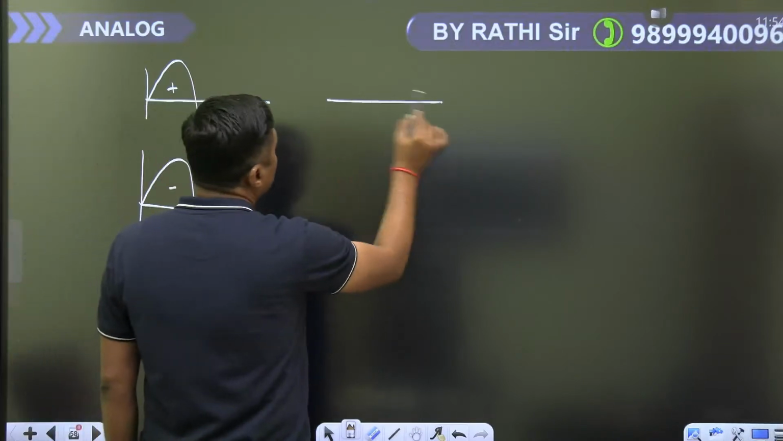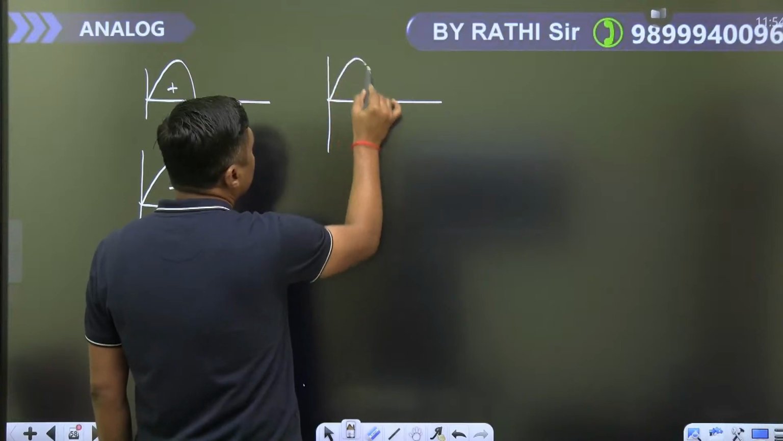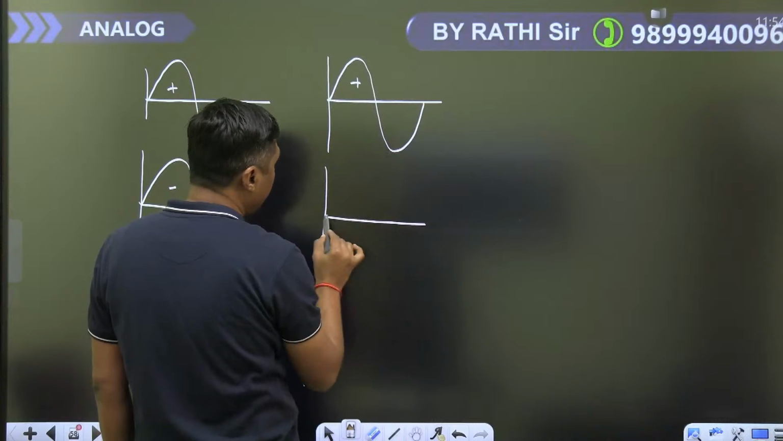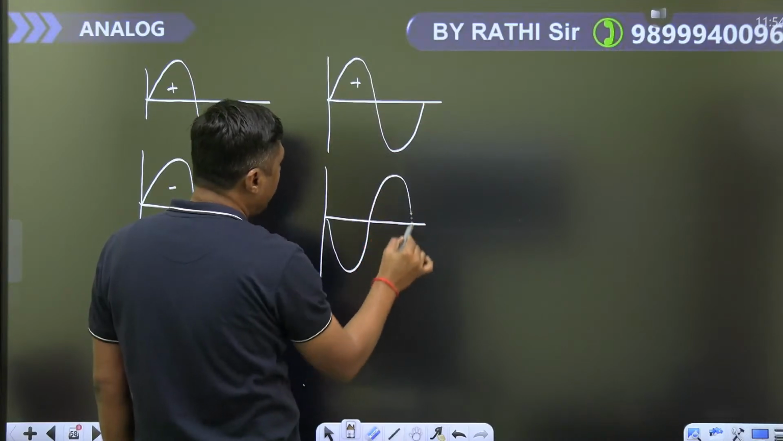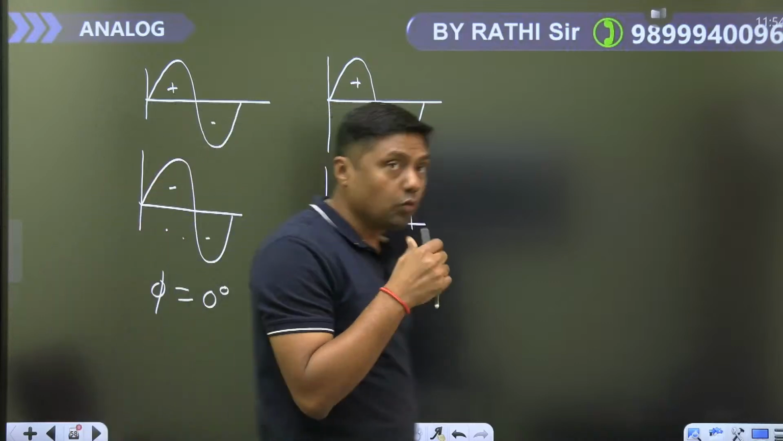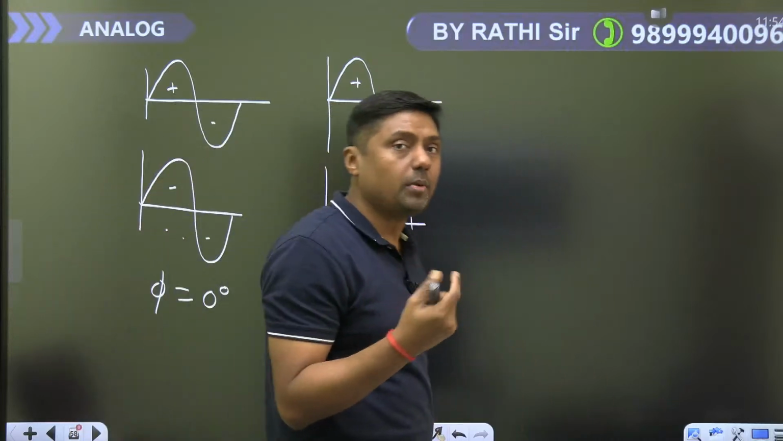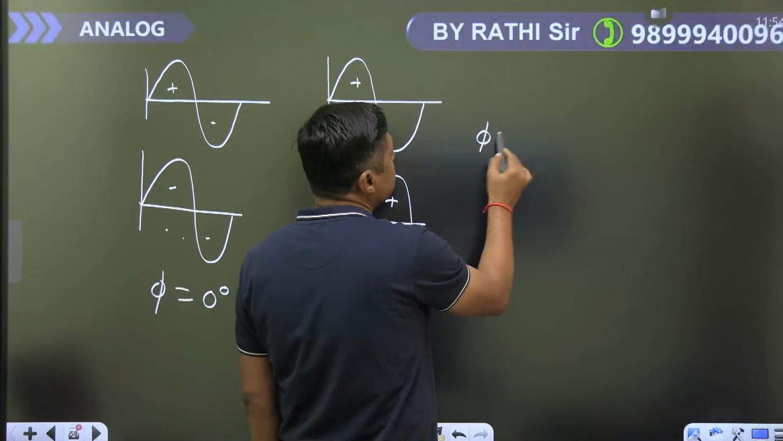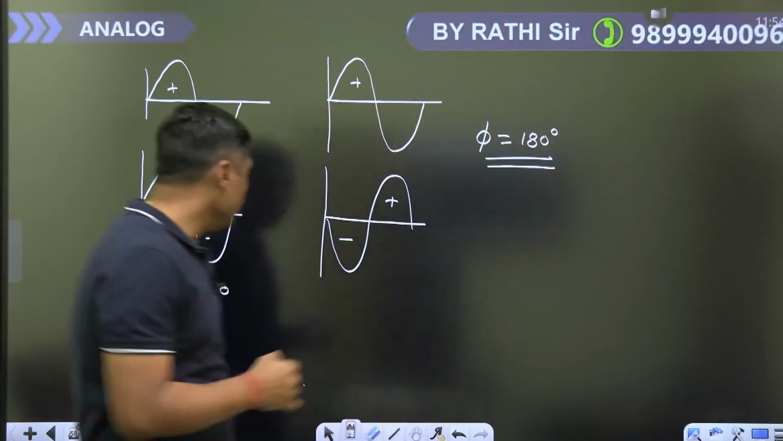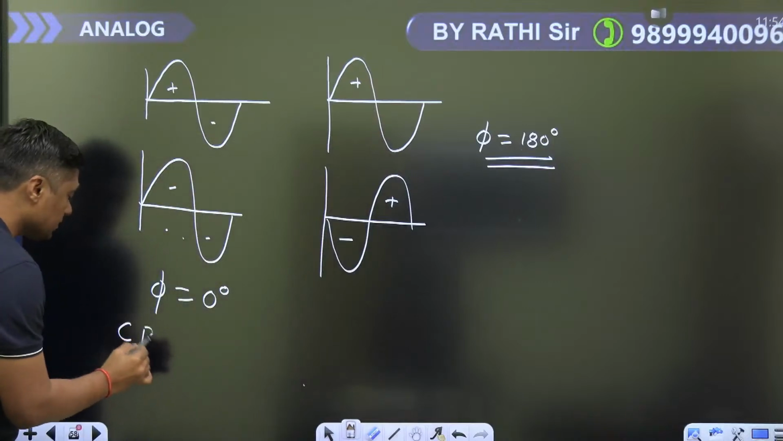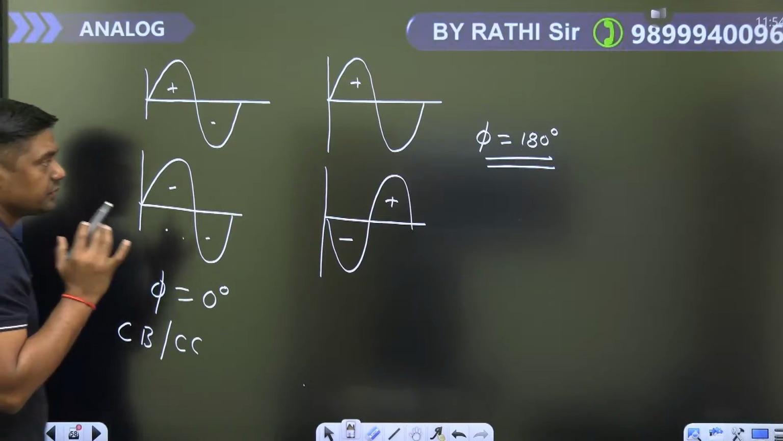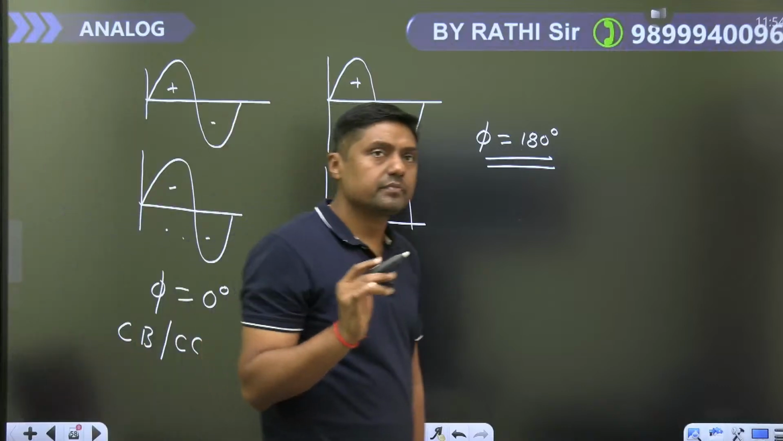But for positive you are getting the negative, and for negative you are getting the positive. No doubt it is an amplified version, but reverse. Then it is called 180 degree phase shift. In common emitter we are getting the 180 degree phase shift. Or in common base and common collector we are getting the 0 degree phase shift, guys.